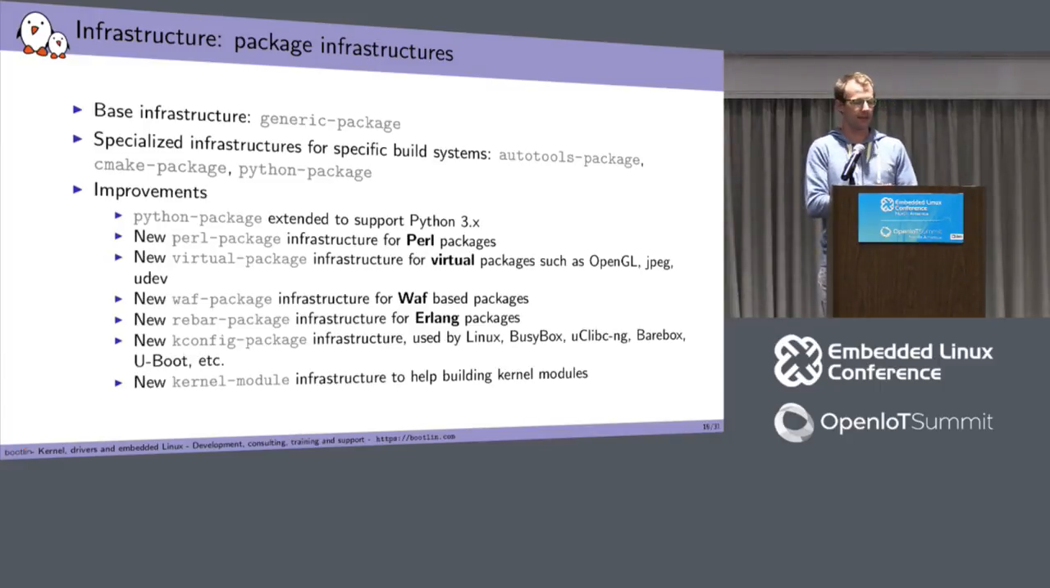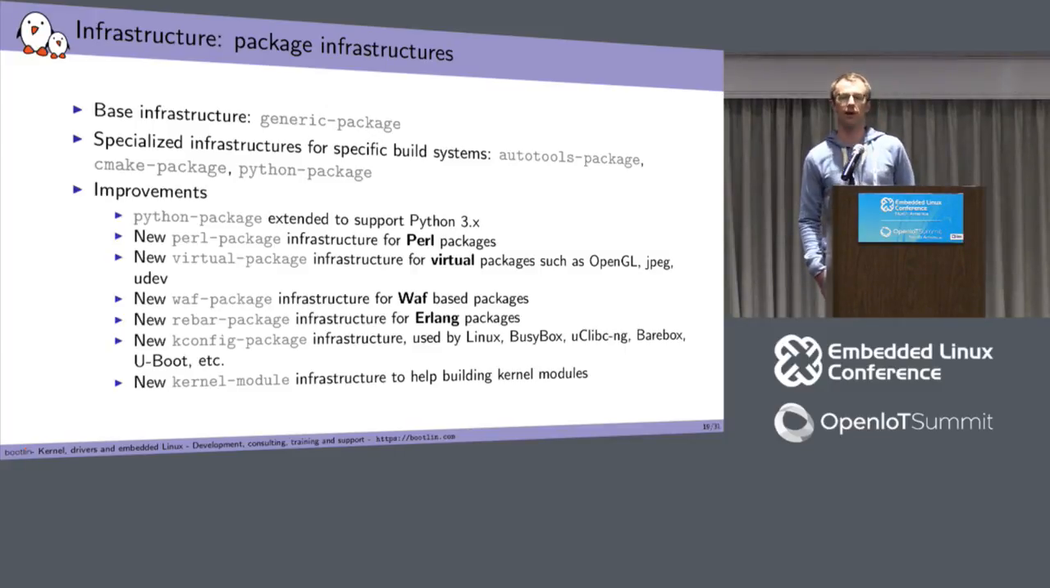Package infrastructures. Buildroot factorizes a lot of the build logic when your package uses a standardized build system. So if you're using autotools or CMake or you're building a Python package, it doesn't make a lot of sense to repeat in those hundreds of packages the same configure, make, install logic with all the variables that you have to pass. So we have those package infrastructures that factorize that common logic. We already had autotools, CMake, and Python infrastructures, and probably a few more. But we've added many, many more over the last few years.